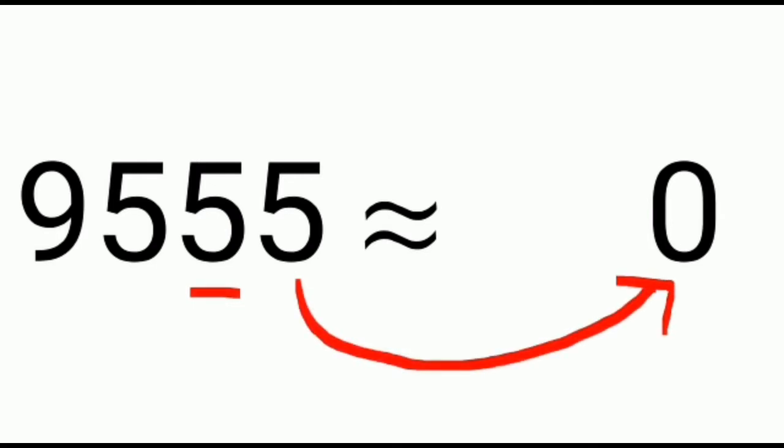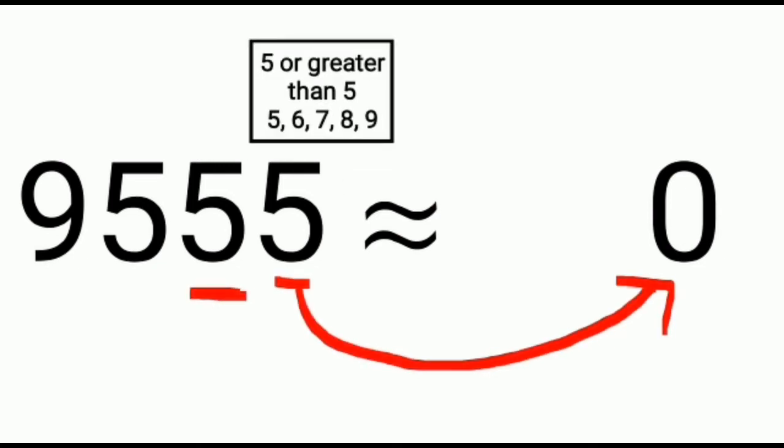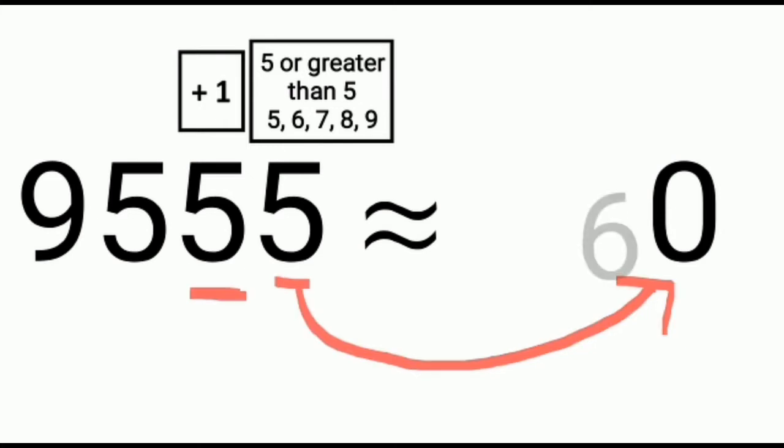Let's check this one. Here we have 9555. First of all underline that tens place jahan tak aapne rounding off karni hai. After that write 0 for this first 5 which is on the ones place. Then you have to decide what to write in place of this 5. Then let's check ones place ka 5, and we know that it's 5. So whenever it's 5 then we add 1 in the tens place digit. Now when you add 1 in 5, the answer will be 6.